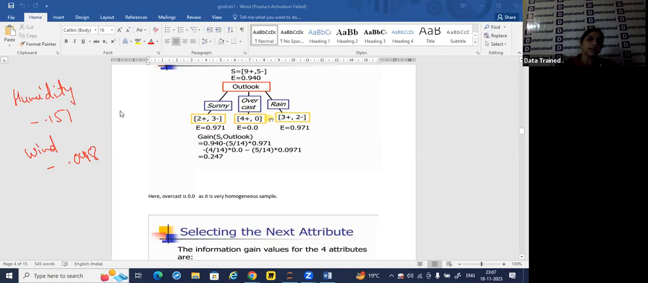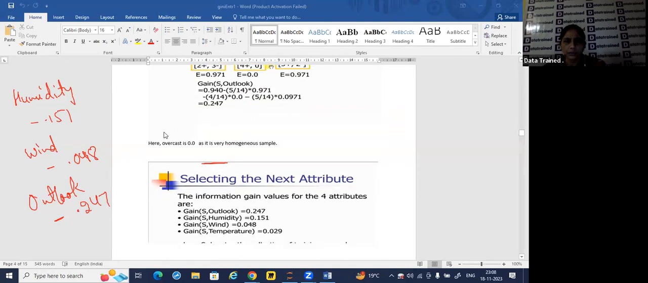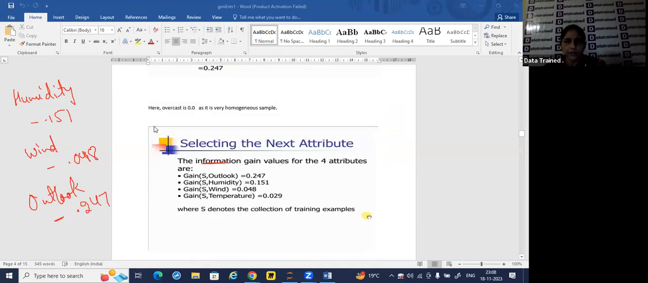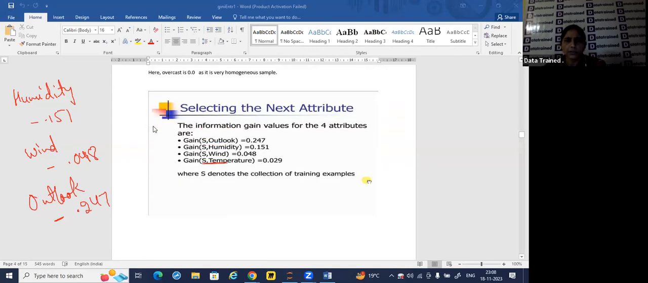Outlook is in a similar way, students, same thing will go. Let me take out the data directly. Outlook is one of the columns. Here the information gain is 0.247. The same calculations will go. For temperature also, it is 0.029. So here you can see this one. What is the information gain total? You can see now.